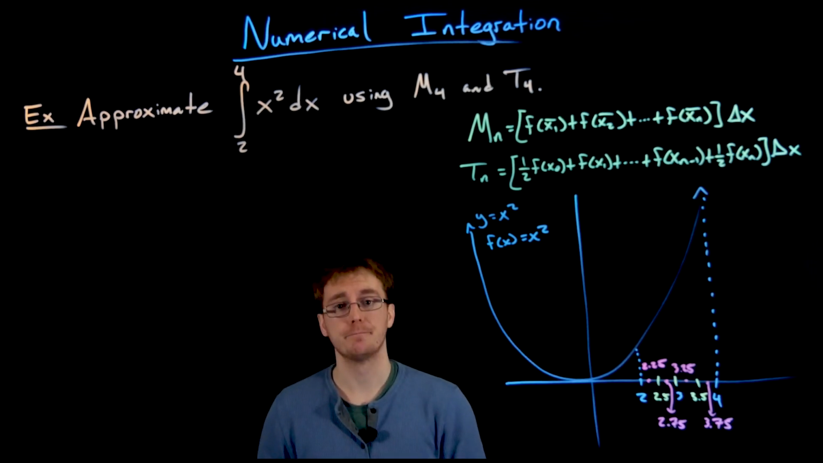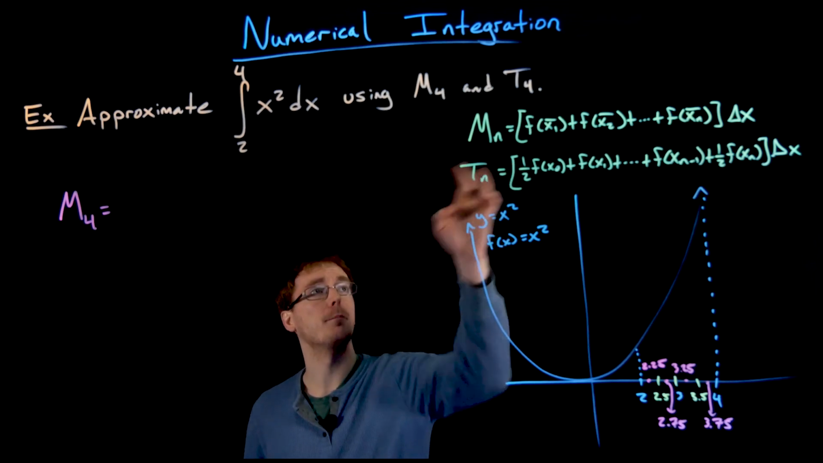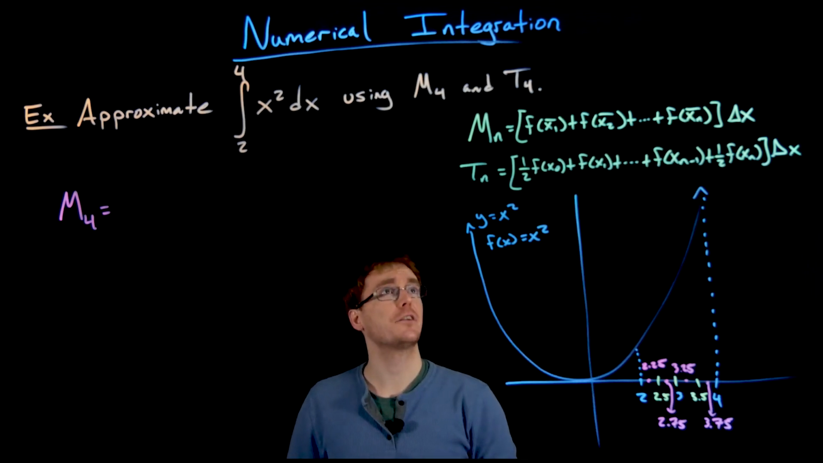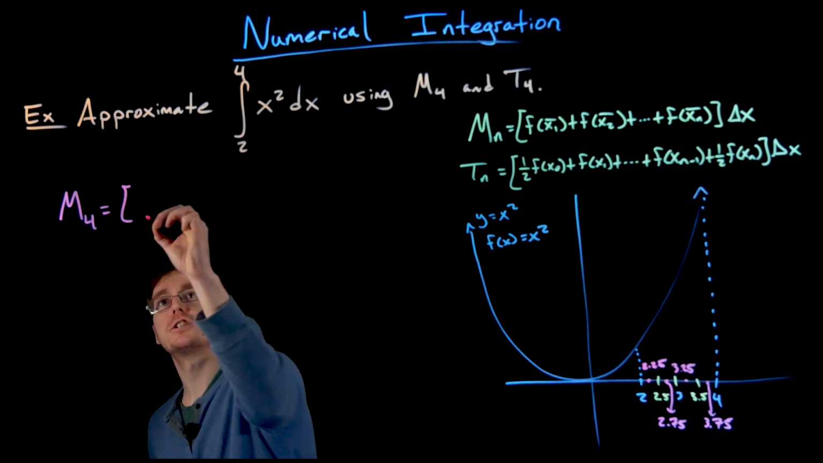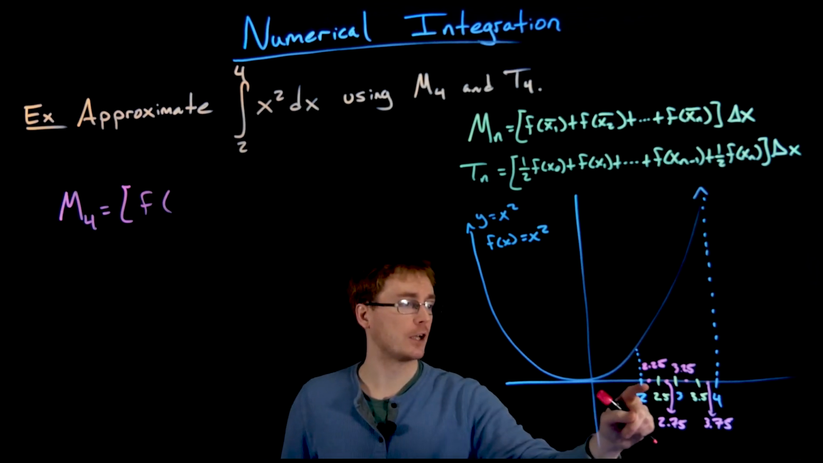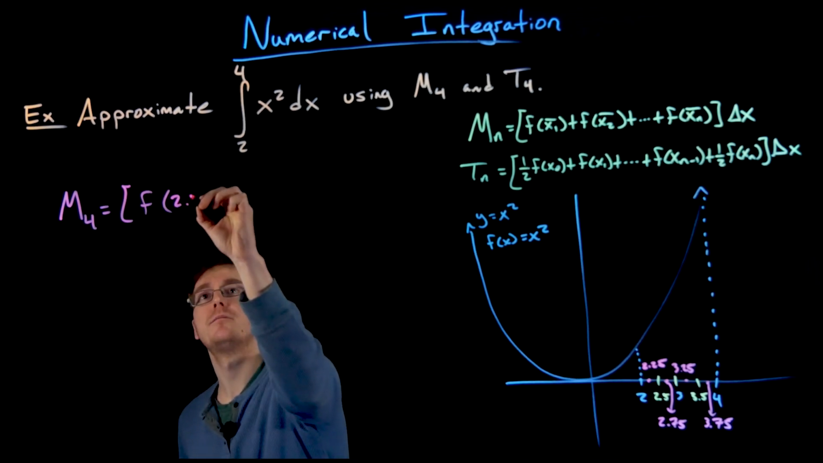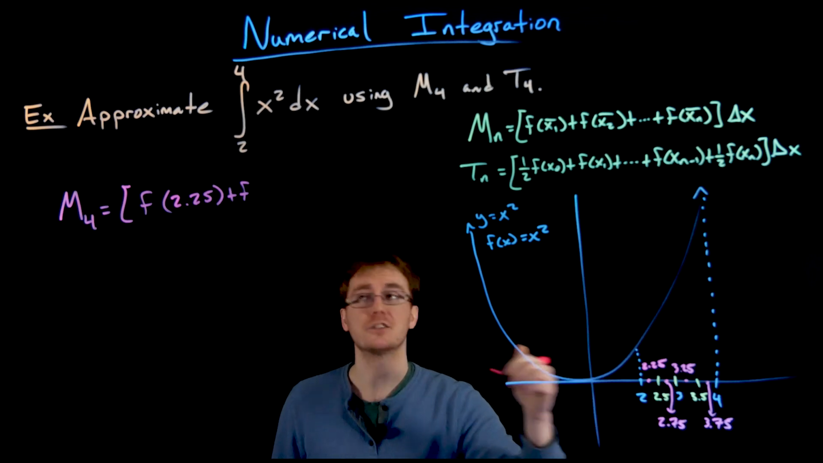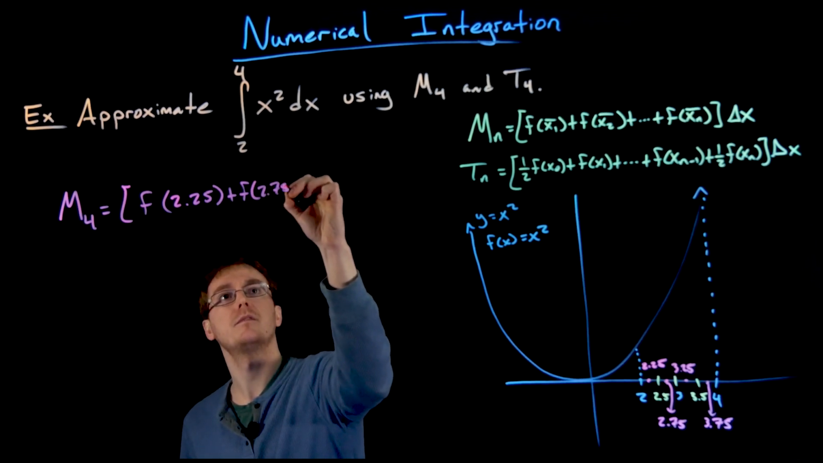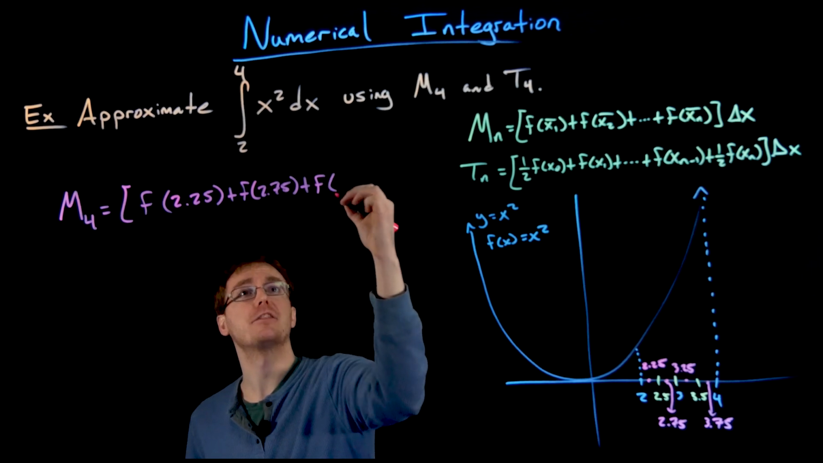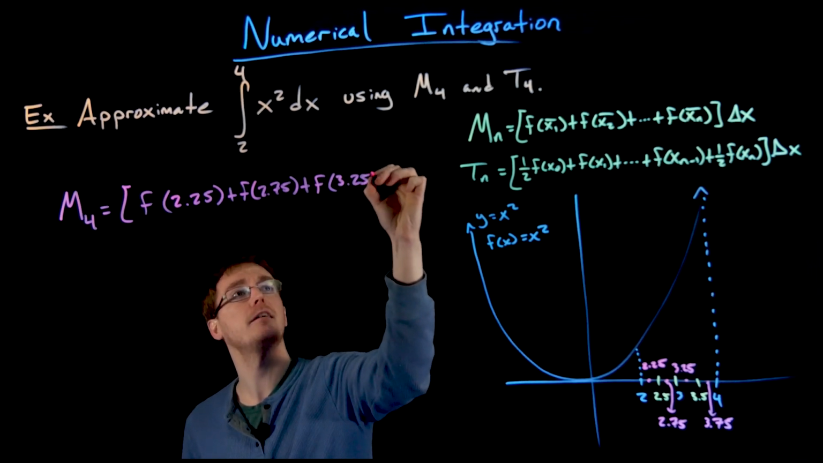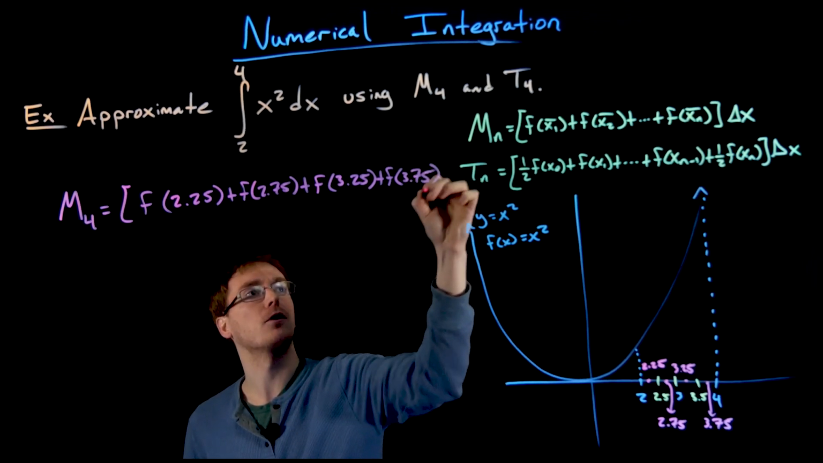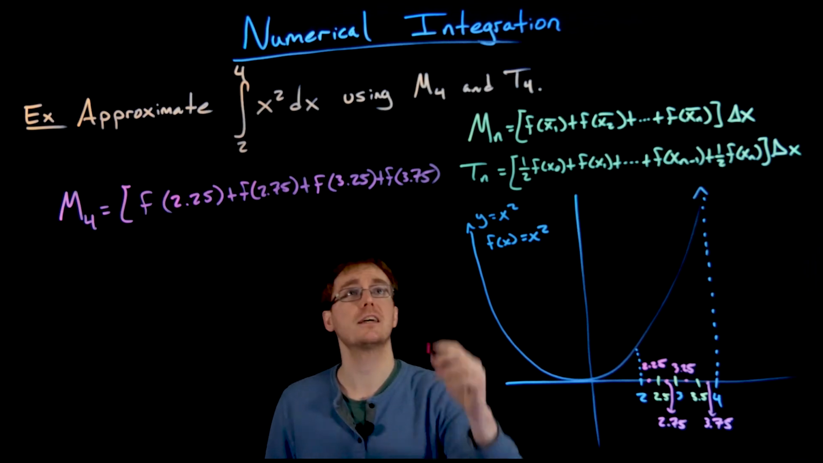So let's go ahead and plug our values into our midpoint formula, and we're using n equals 4 here. So we're going to have 4 terms that we're adding together. The first one is going to be the value of our function at that first middle point. So that'll be the value of f at 2.25. We have to add to that the value of our function at the second middle point, which will be at 2.75. Then we add to that the value of our function at the third middle point, which will be 3.25. Our last term is going to be the value of our function at that last middle point. For our last subinterval, we found that to be 3.75.